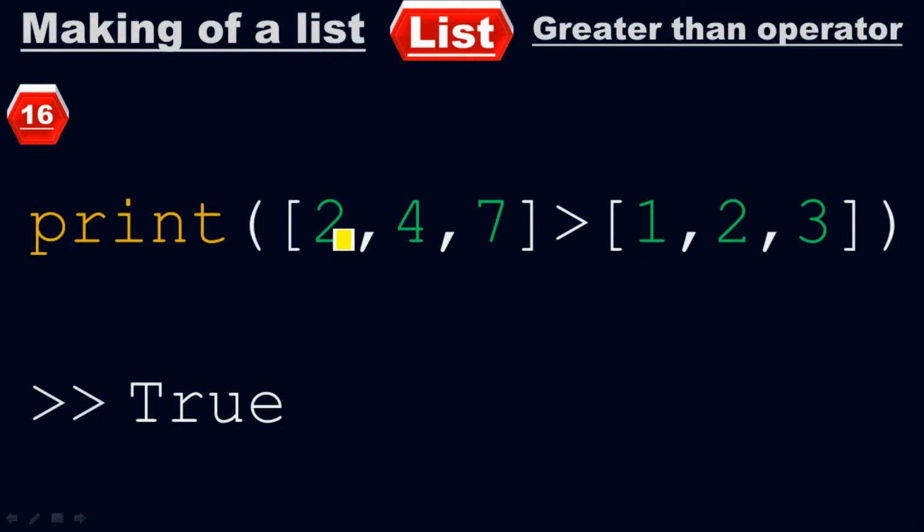Because look, the first element of this list is 2, and the first element of this list is 1. So 2 is greater than 1. The second element of this list is 4, and the second element of this list is 2. Again, 4 is greater than 2. Similarly, 7 is greater than 3. So all the elements of the list on the left side are greater than all the elements of the list on the right side. Therefore, it returns true. This is the first way of the solution.